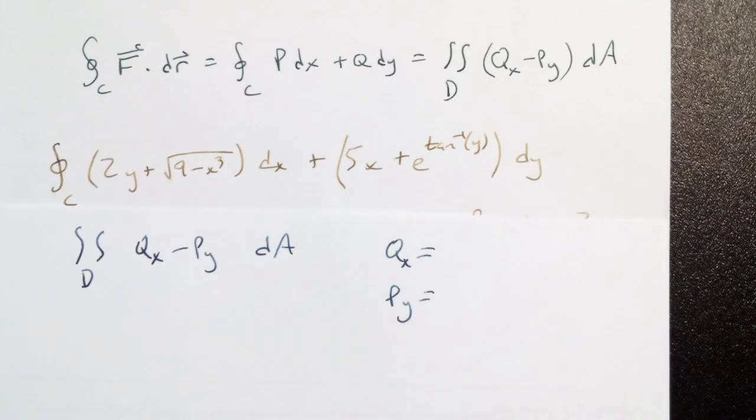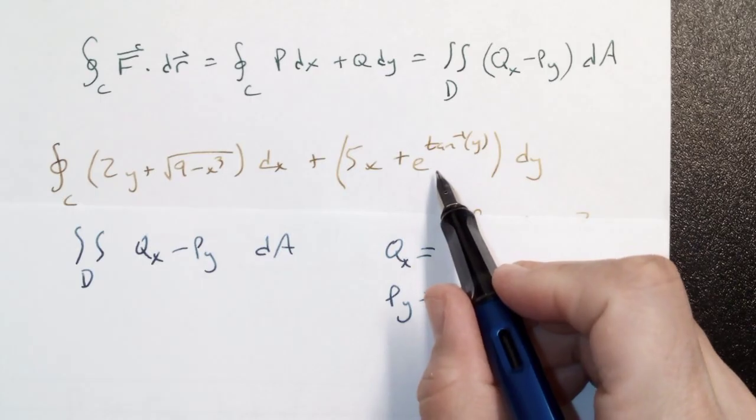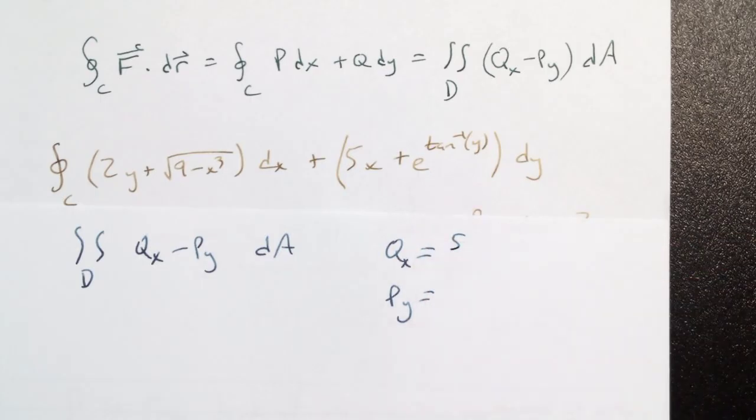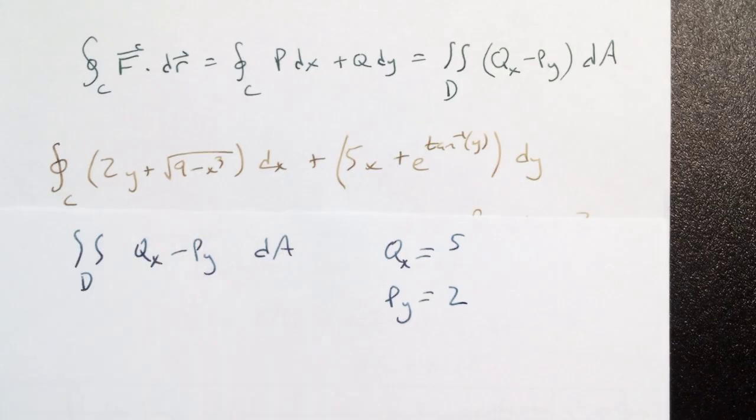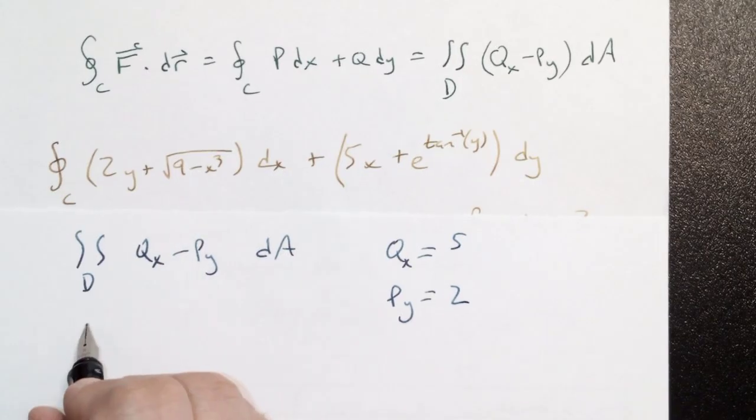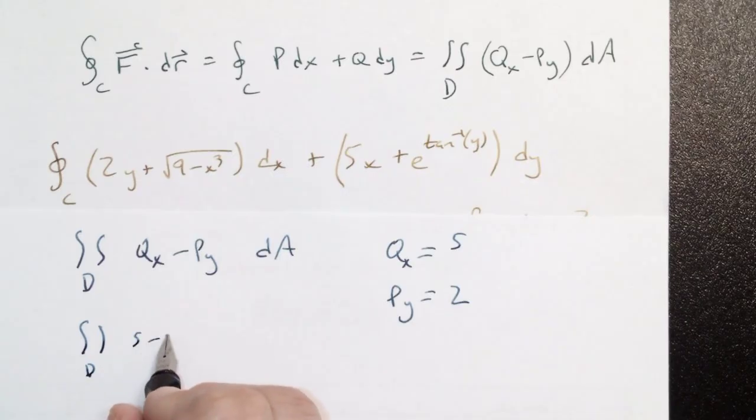What's qx? Five. Because in terms of x, this is a constant, which means its derivative is zero. How about py? Because in terms of y, this is a constant, its derivative is zero. In other words, I have to do the double integral over my disk of 5 minus 2 dA.